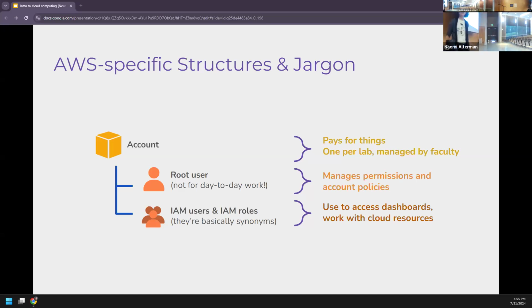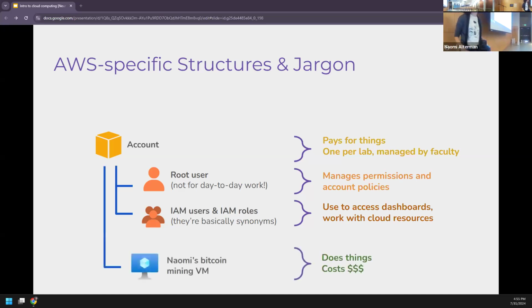has fewer permissions. And IAM users can then interact with virtual machines, which like on Azure cost things when they're turned on. And so the idea here is that the root user creates less privileged users, and the less privileged users create and turn on and off and use virtual machines.